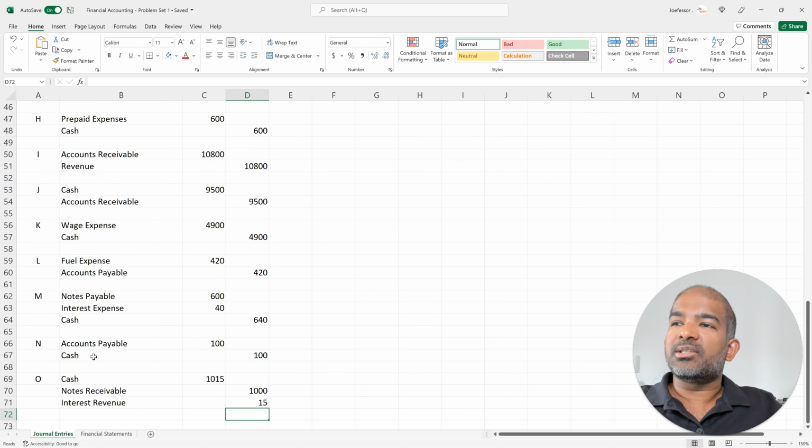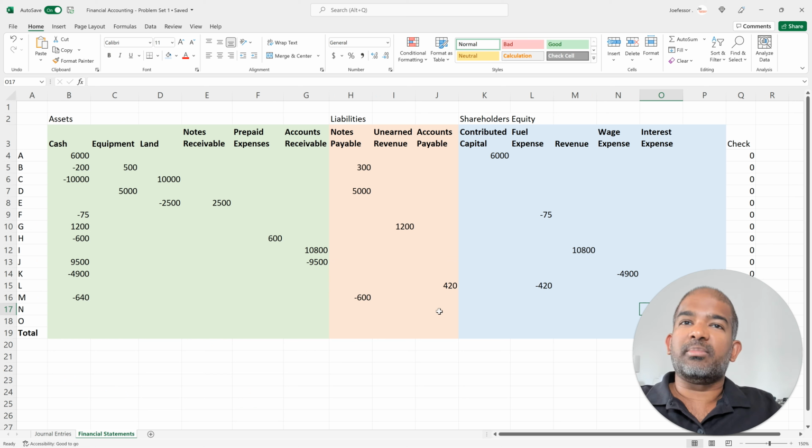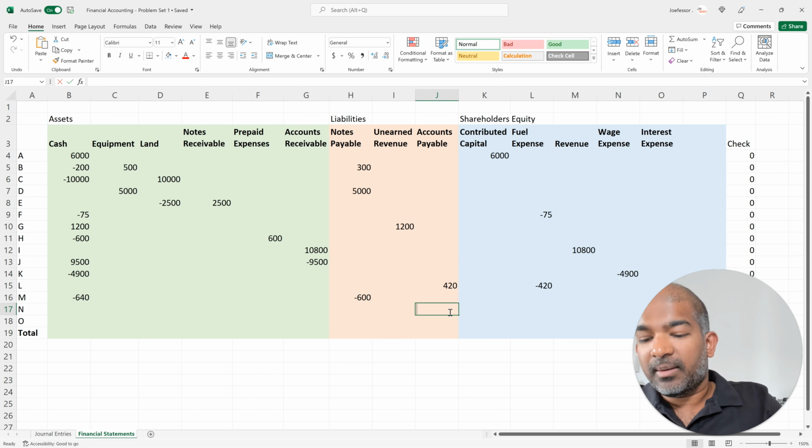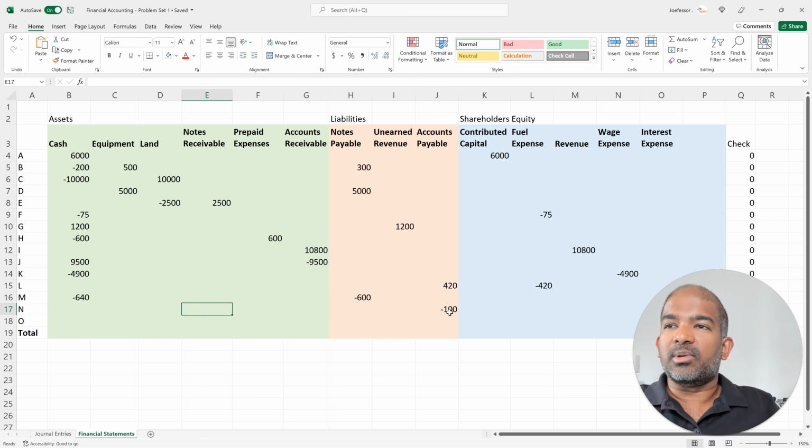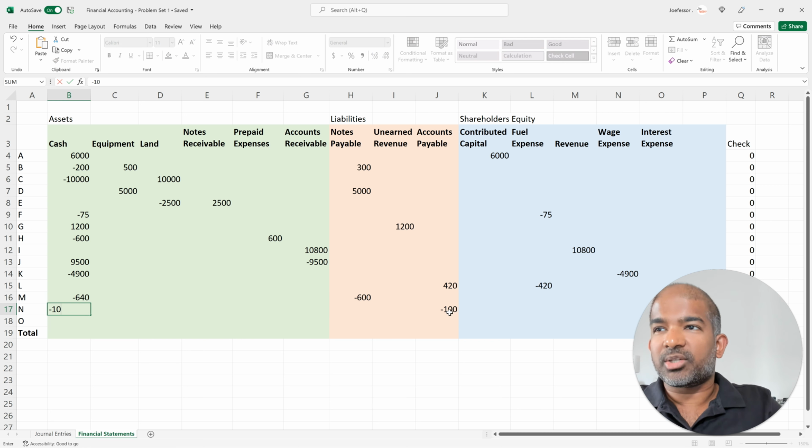The next transaction, transaction N, accounts payable $100 and cash $100. So your accounts payable is being debited $100. So I'm going to remove $100 from my accounts payable, and I will remove the same from my cash.